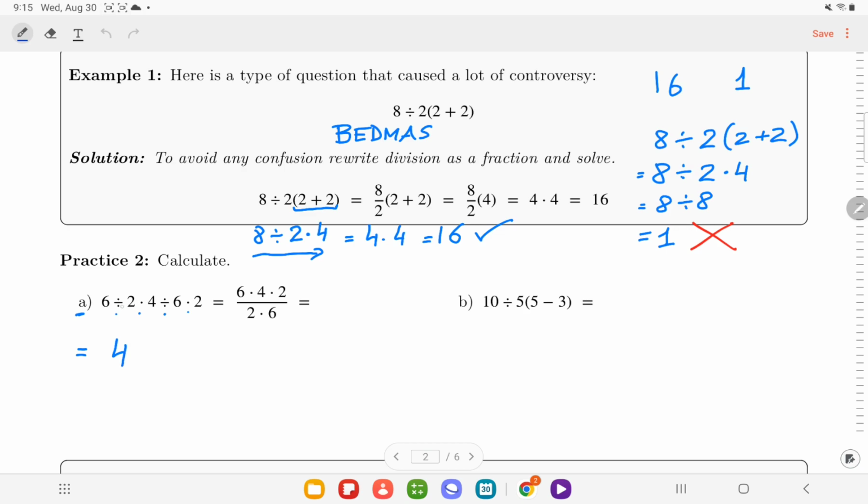Another way, we can rewrite each division as a fraction. So divide by 2 means we're going to put 2 in the denominator. Times 4, 4 goes into the numerator. Divide by 6, denominator, and times 2, numerator again. Now we can simplify it. 6 divided by 6 is 1, and 2 divided by 2 is 1. We end up with 4.